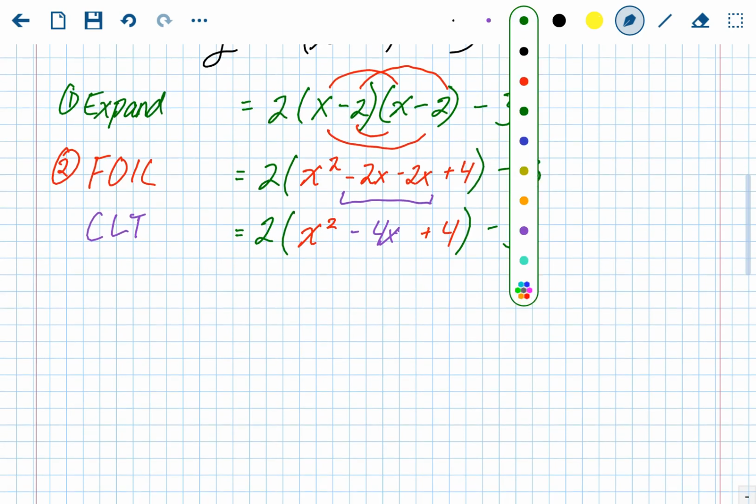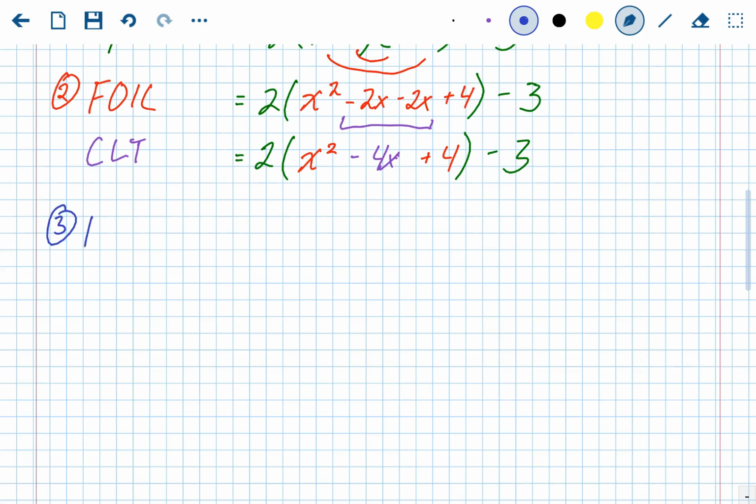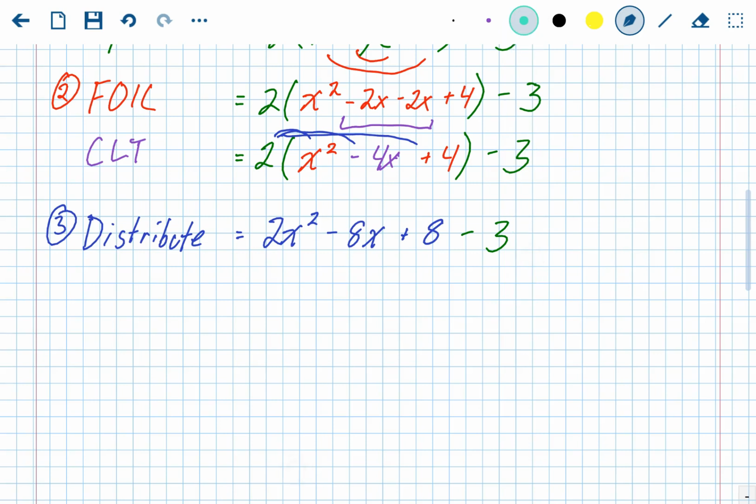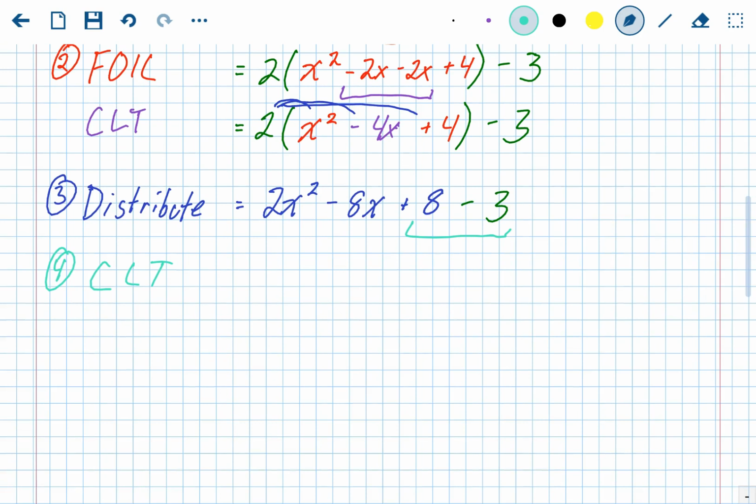Your next instinct is probably correct, it's going to be to distribute. We have that 2 out front of the trinomial. So step 3 will be distribute. We take the 2 and distribute it into everything, but not to the 3 at the end. So it'll give us 2x squared, 2 times negative 4, negative 8x, 2 times positive 4 is plus 8, and then you still have that minus 3 untouched. The last step is to combine like terms, CLT: combine the 8 minus 3 at the end. So our final standard form is 2x squared minus 8x plus 5.